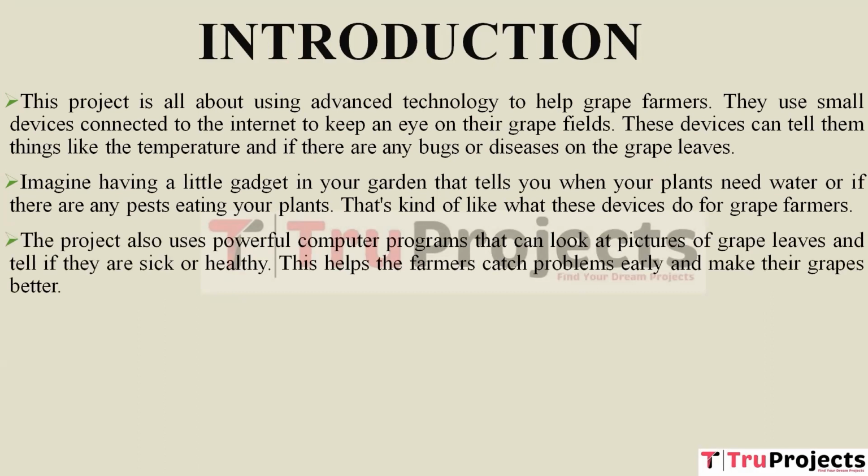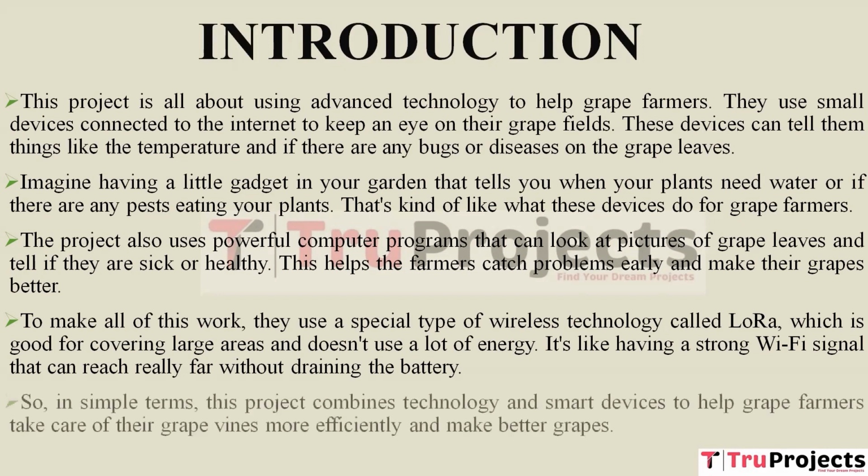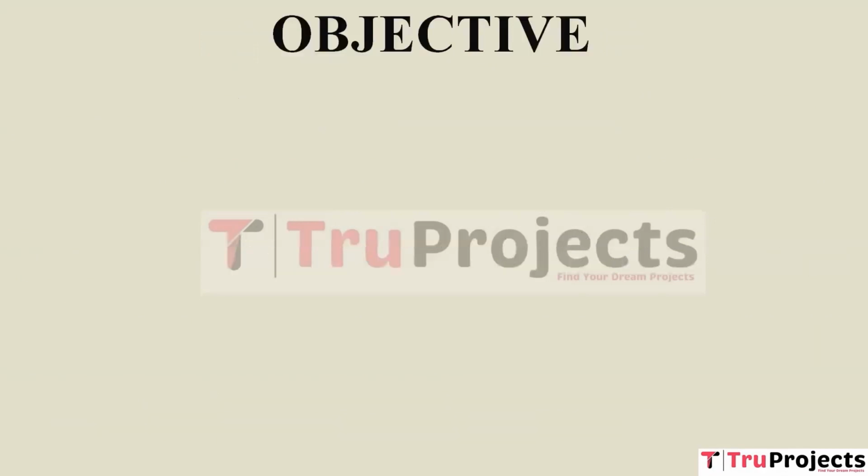Powerful computer tools are also used in the project to analyze images of grape leaves and determine whether they are healthy or diseased. This assists farmers in identifying issues early and improving their crops. They utilize a specific form of low-power wireless technology called LoRa to make it all work, which is good for covering big regions. It resembles having a powerful Wi-Fi signal that can go great distances without consuming a lot of battery life. So, to put it simply, this project combines technology and smart devices to assist grape farmers in taking better care of their plants and producing better grapes.